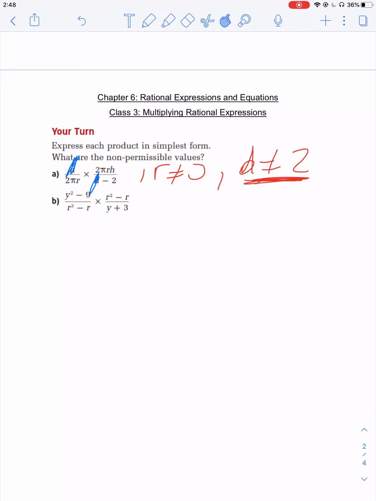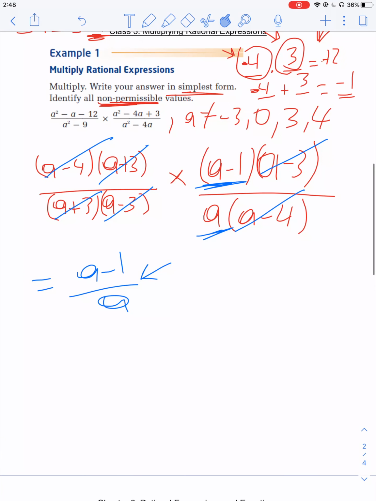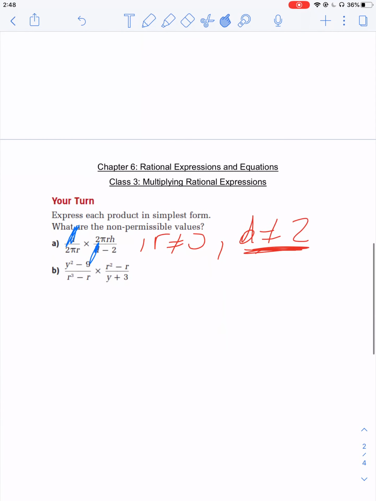What I did in the previous question is something very similar to that, but I had products everywhere in the numerator and the denominator, okay? Here, this is not a product. In this question, d minus 2 is not d times negative 2, so you cannot cross the d's out.